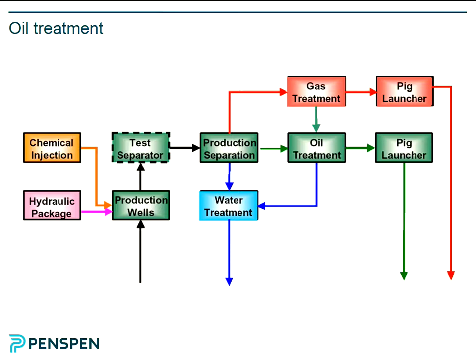So the way a separator works is it has a level controller on the water. When the water goes up to a certain level, it trips the switch, opens up the valve, and then reduces the water. That will close, so you can control the level of the water in the separator. And the same with the oil as well. You have a level controller, a control valve basically.